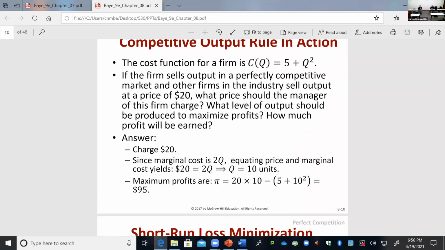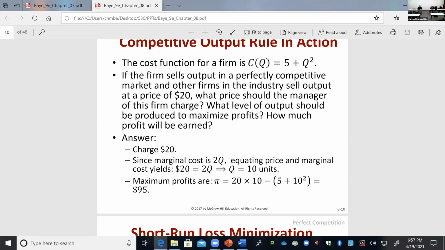Now, here is an example. Your cost function is 5 plus Q squared. And the firm is selling its product in a perfectly competitive industry at a price of 20. What quantity is it going to sell? Now, the first thing you have to do is equate your marginal cost to your price, right? Because that's the profit maximization condition.